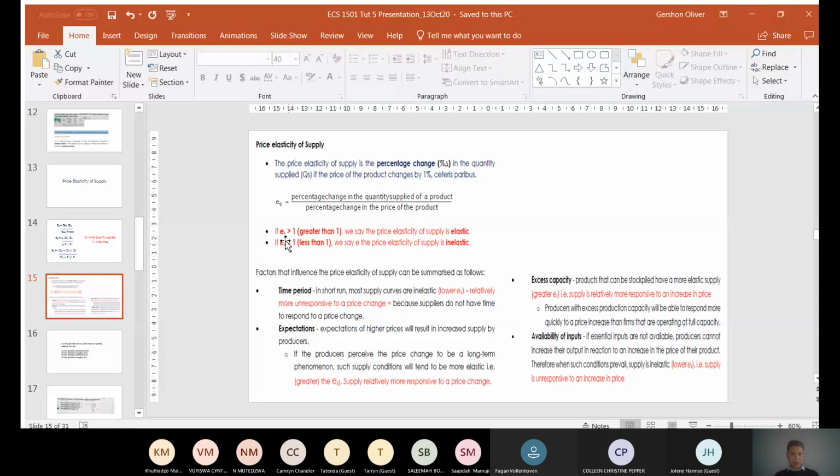What did I say to you earlier on? In terms of elastic now, for price elasticity of supply, you change the word to responsive. Responsive, okay?